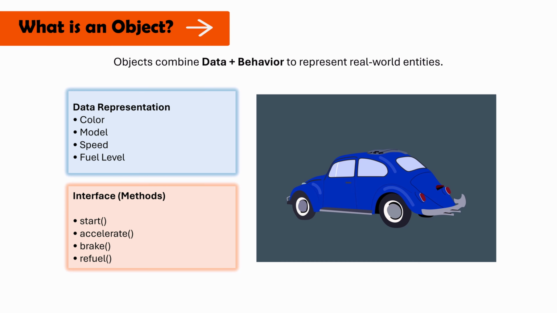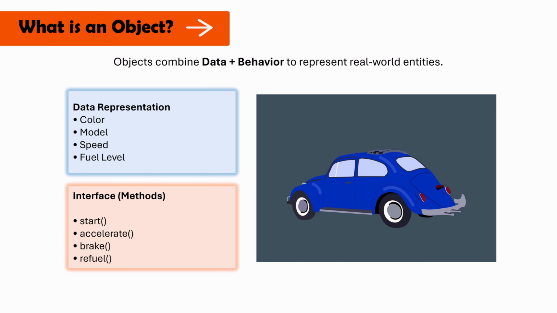The data representation relates to what the object is and what defines the object. For a car, it includes the color, model, speed, fuel level. These are the object-level attributes or properties, and they form the state of that object. Each car object might have different data, for example, a red car and a blue car, but they share basically the same structure.